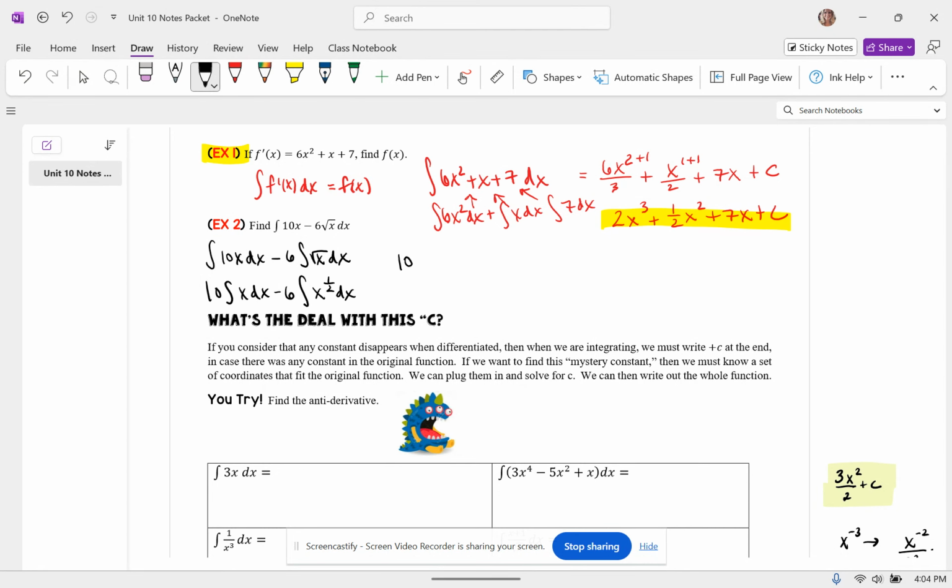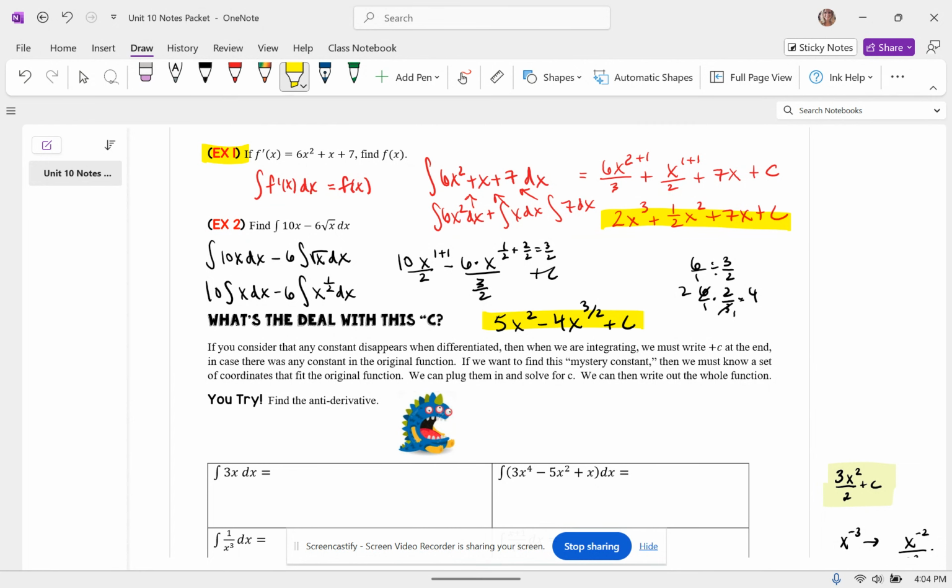So I would now have 10 times x to the 1. I add 1 and then divide by the new power, minus 6 times x to the 1/2. I add 1 and then divide by the new power. And I'm going to tack on a plus c. So let's see how we do. 10 divided by 2 is 5x squared minus, all right, 6 over 1 divided by 3 over 2 is the same thing as 6 over 1 times 2 over 3, which is the same thing as 12 over 3, which is 4. So now I would have 4x to the 3 over 2 plus c.